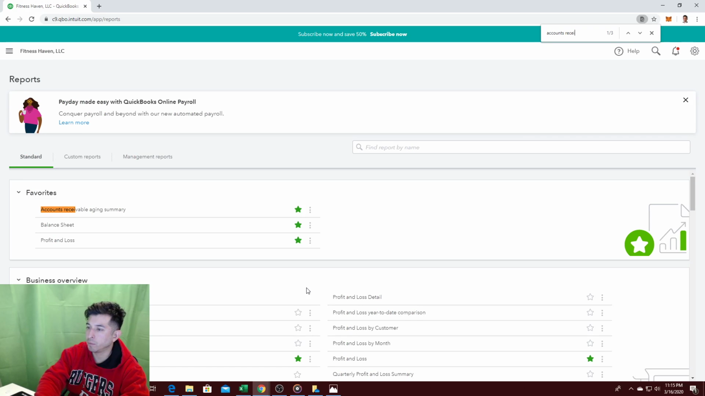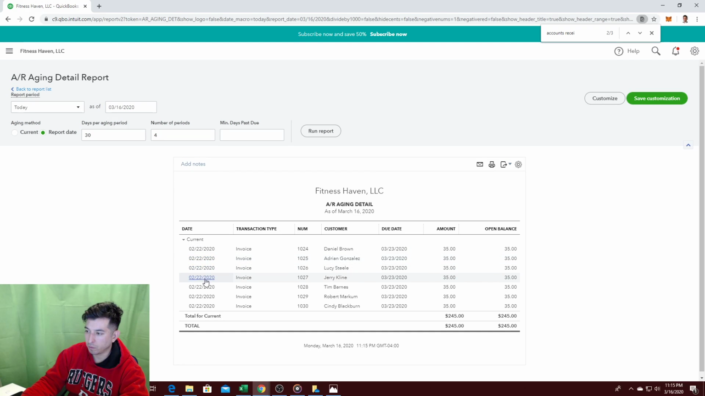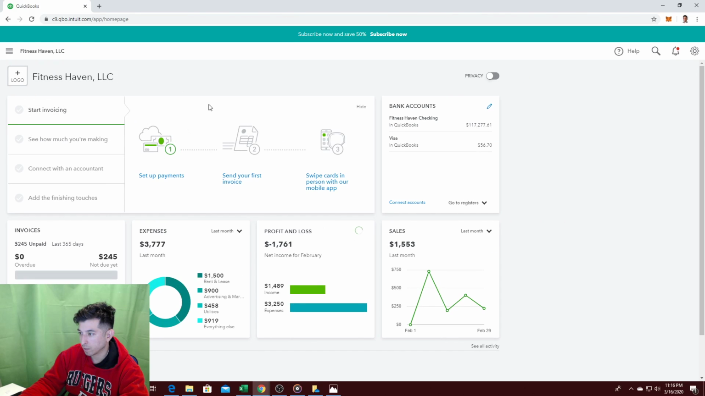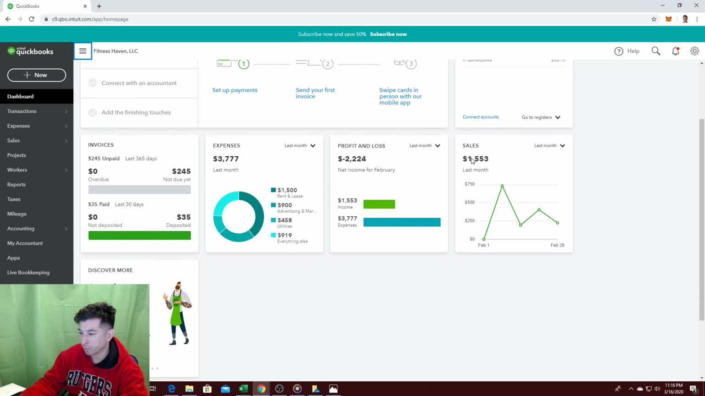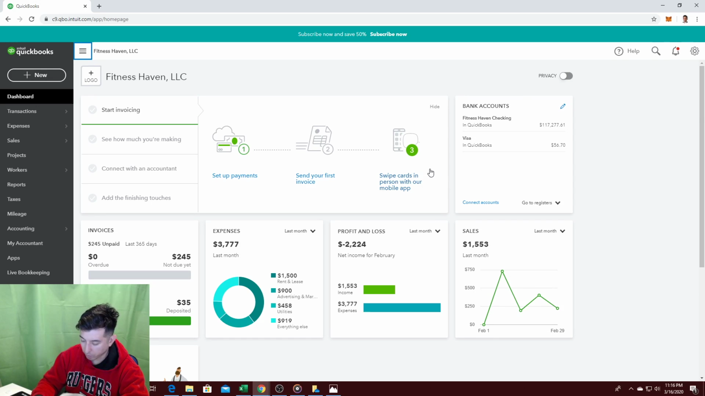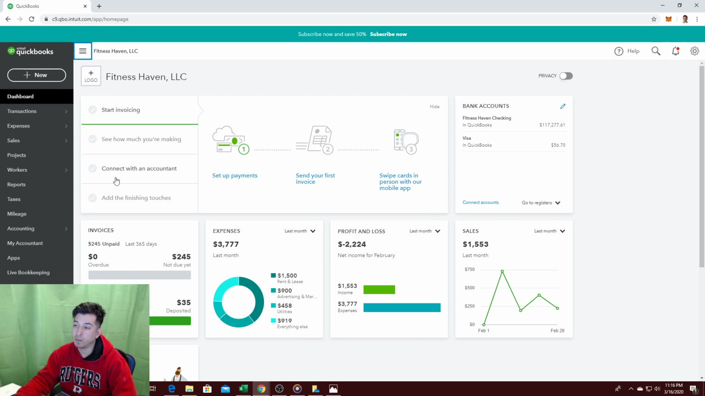Accounts receivable. 1, 2, 3, 4, 5, 6, 7. 245. Okay. So I think that's it for now. Let's look at my dashboard. Oh, it's already open. Invoices, expenses, profit and loss, sales.